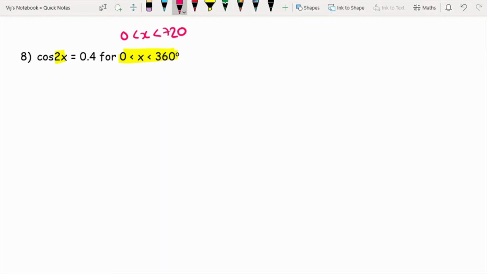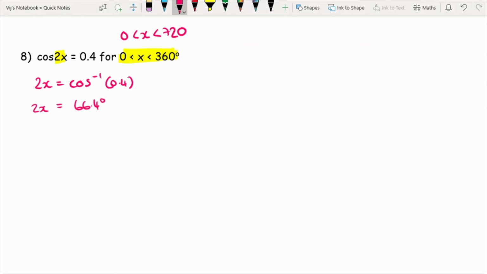Now again, one of the reasons why we're doubling the range is that when I get to working out what x is, I'm going to need to halve it, or divide it by 2. So that's why we need to do the opposite, so that we can then go on to working out the answer. From this, I know that 2x is equal to the inverse cos of 0.4.